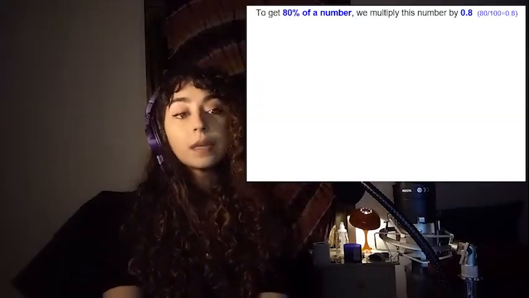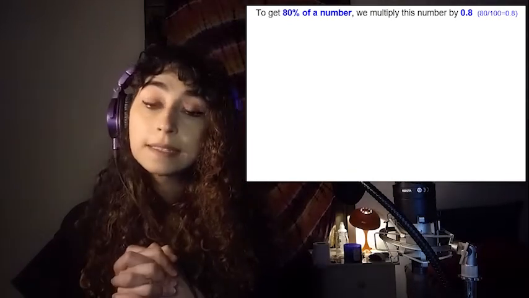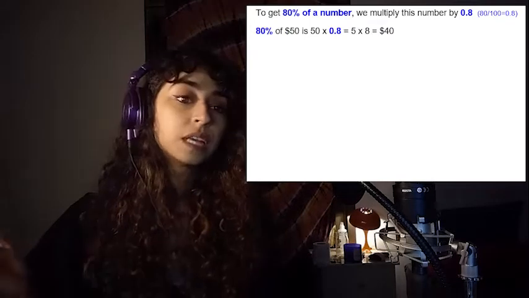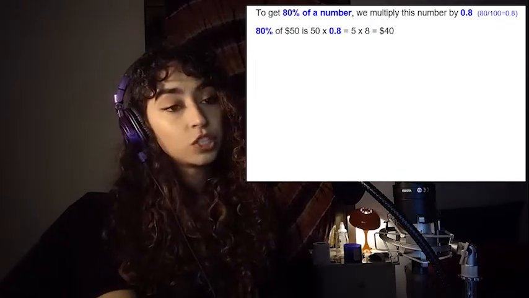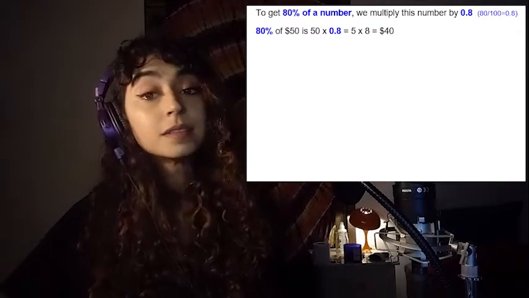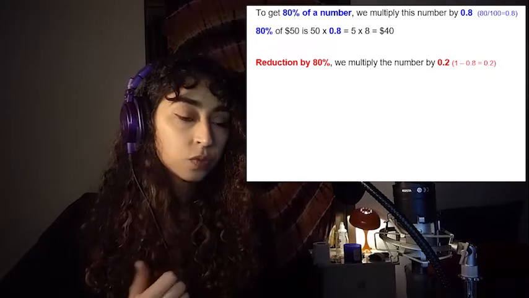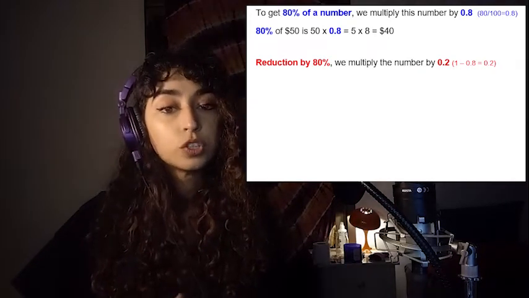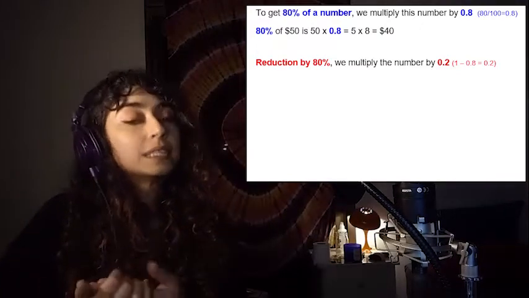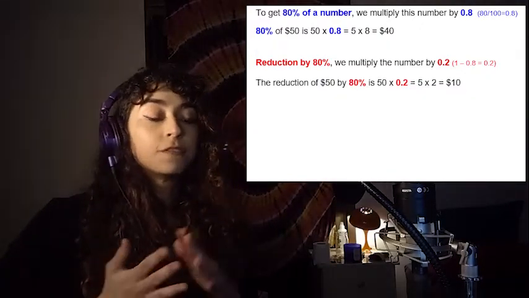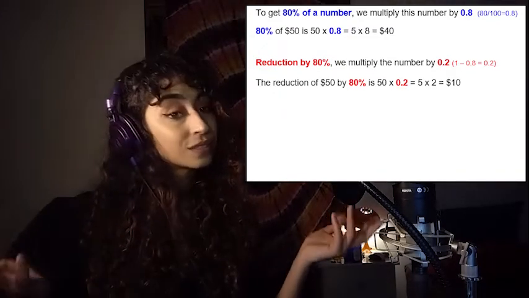To get 80% of a number, we multiply this number by 0.8. For example, 80% of $50 is 50 times 0.8, which is 5 times 8, and that is $40. In case there is a reduction by 80%, we multiply the number by 0.2. Let's look at the reduction of $50 by 80%. We multiply 50 by 0.2, which is 5 times 2, and that gives us $10.